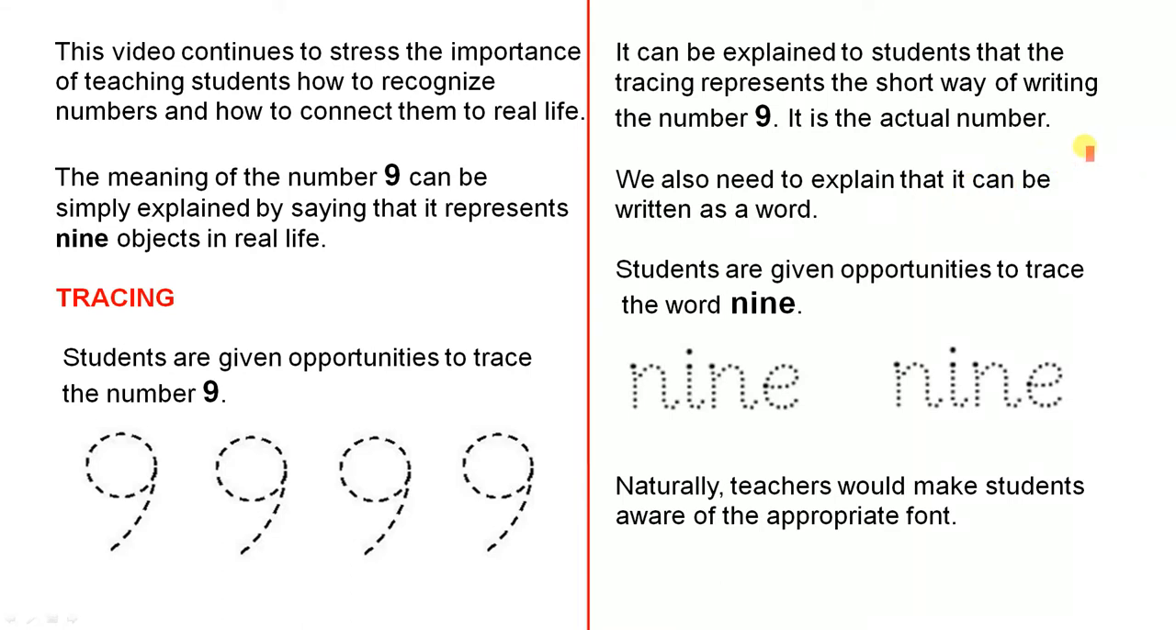It can be explained to students that the tracing represents the short way of writing the number 9. It is the actual number. We also need to explain that it can be written as a word. Students are given opportunities to trace the word 9. Here are 2 examples, and they'd be given many more. Naturally, teachers would make students aware of the appropriate font.